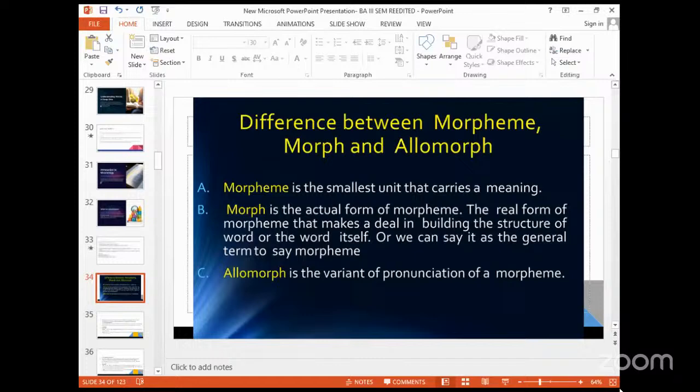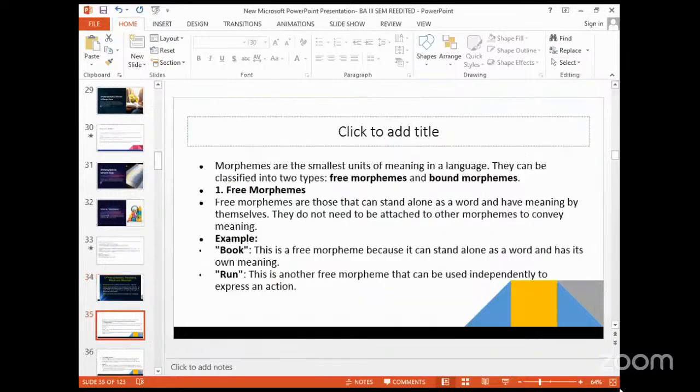I just wanted to give you, for your information, the difference. A morpheme is the smallest unit that carries meaning. Morph is the actual form of a morpheme, the real form that plays a role in building the structure of a word, or the word itself. Or we can say it is the general term for a morpheme. Allomorph is a variant of pronunciation of a morpheme.